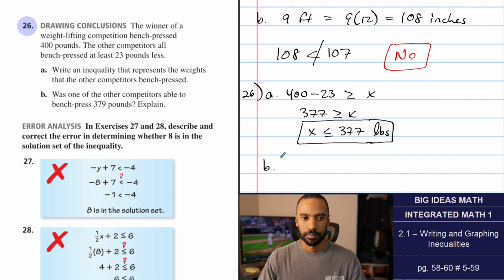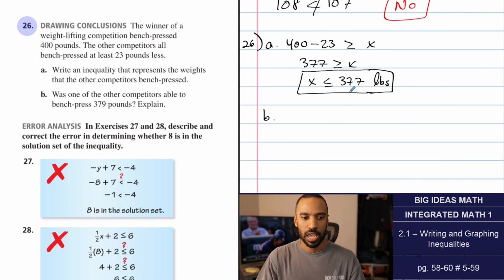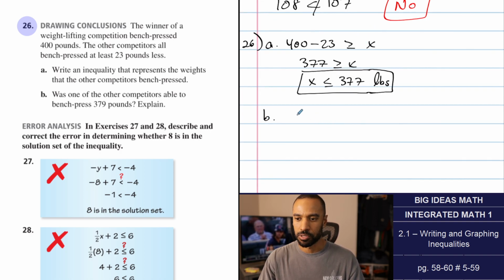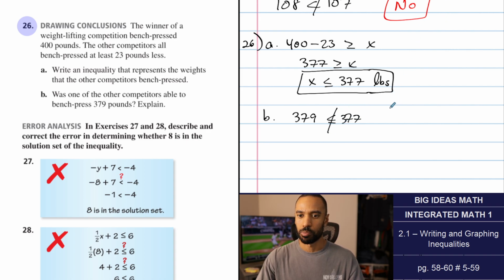Okay, part B. Was one of the other competitors able to bench press 379 pounds? Explain. No, 379 is less than or equal to 377 is not true. So that would also be a no. It's not a solution to the inequality.